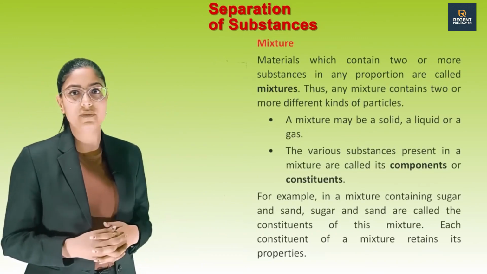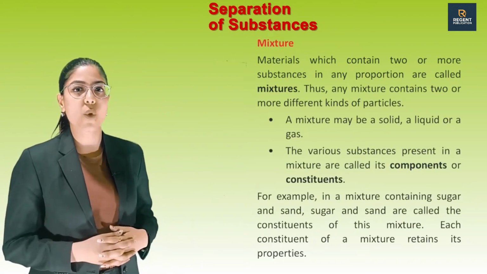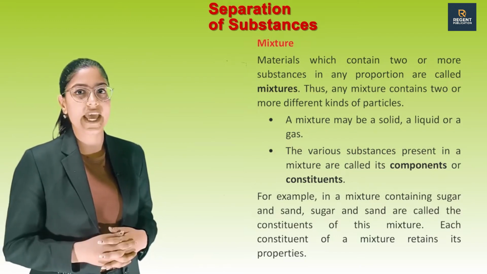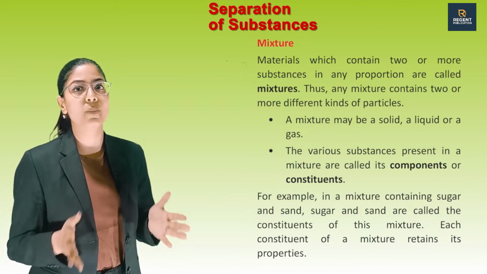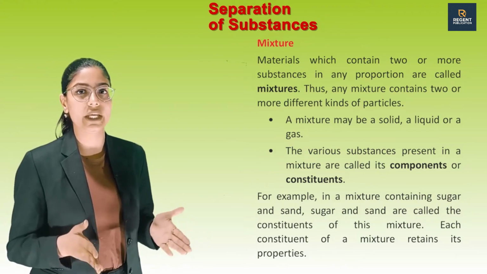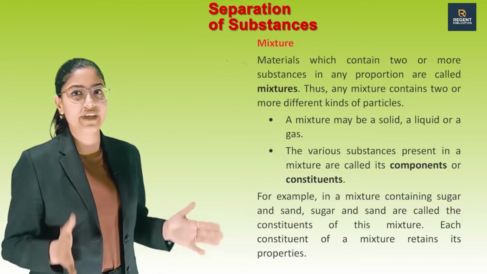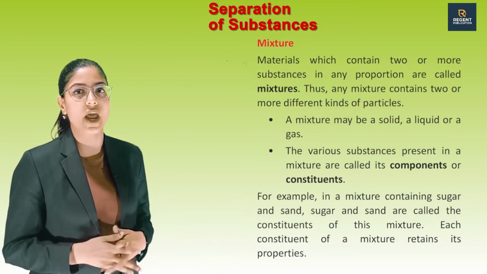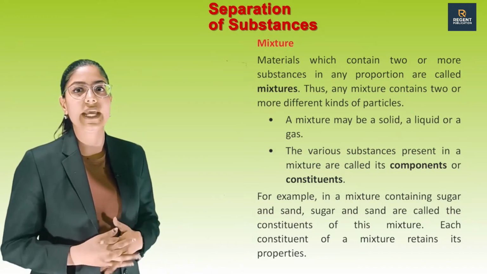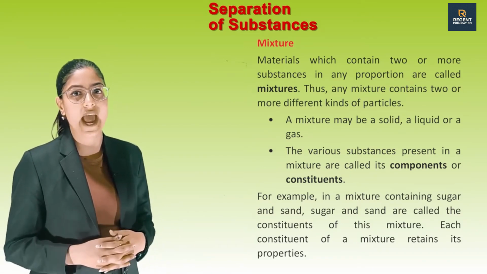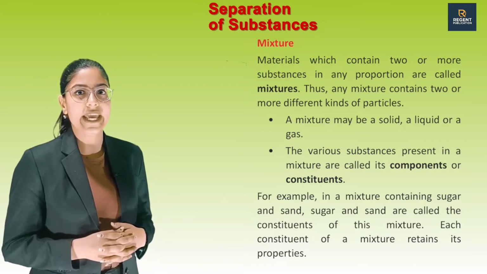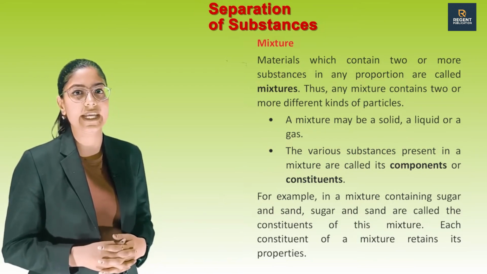Mixture. Material which contains two or more substances in any proportion is called a mixture. Thus, any mixture contains two or more different kinds of particles. A mixture may be a solid, a liquid or a gas. The various substances present in a mixture are called its components or constituents. For example, in a mixture containing sugar and sand, sugar and sand are called constituents of this mixture. Each constituent of a mixture retains its properties.